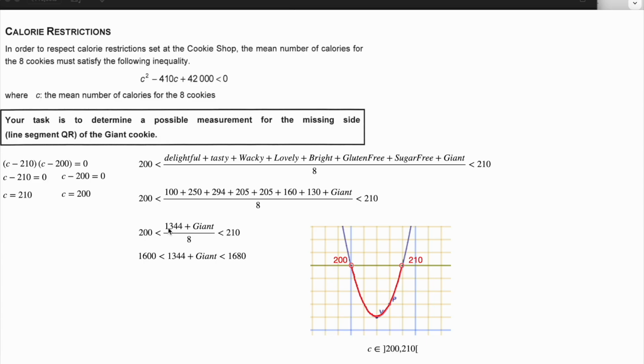I'm going to multiply everything by 8, and that gives me 1,600 is less than 1,344 plus the calories in the giant, which is less than 1,680. I'm going to subtract 1,344 from all the sides. That gives me the giant has to be between 256 and 336 calories.